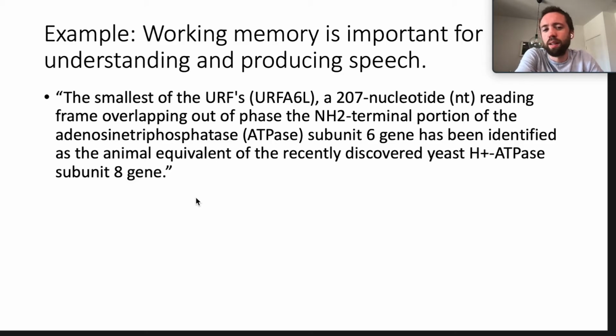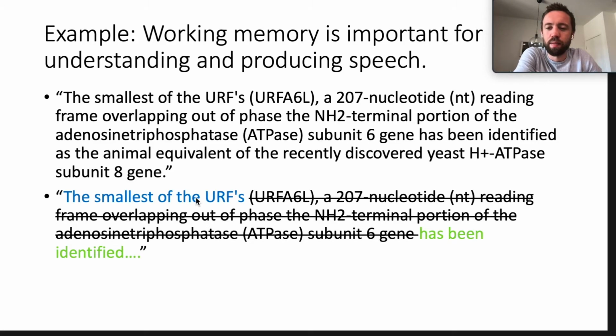A lot of people will think that it's because of the jargon or the technical language, and of course that doesn't help. But a major issue here is that the subject of the sentence, the smallest of the URFs, is separated from the verb, has been identified, by about 20 words. Now, readers or listeners expect the subject of a sentence to be immediately followed by the verb, and everything else in between is treated as a kind of distraction or something of lesser importance.